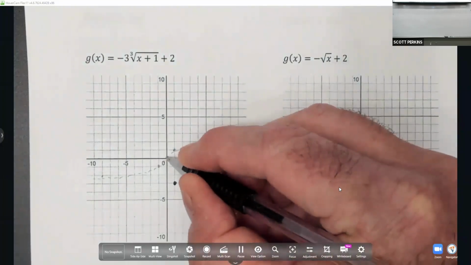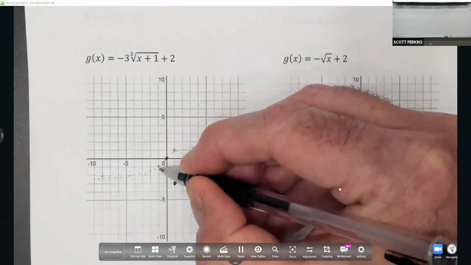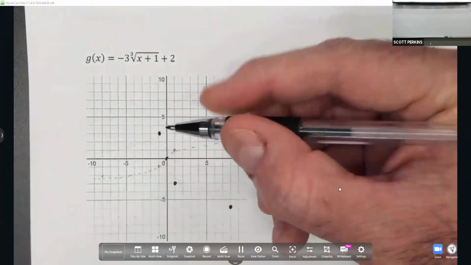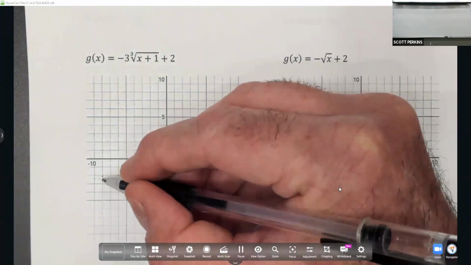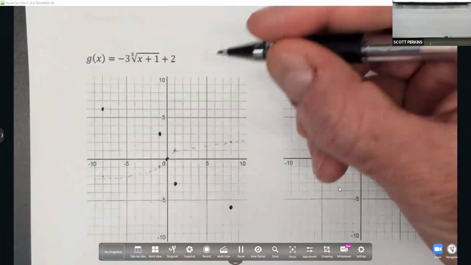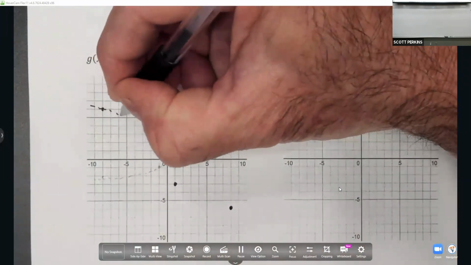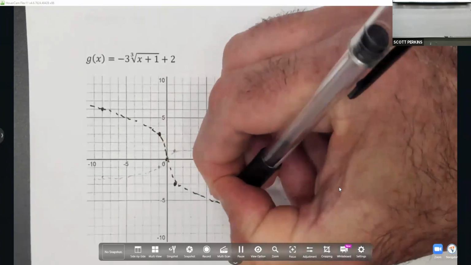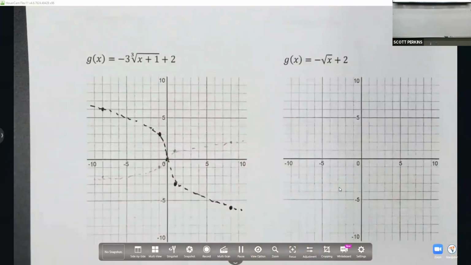0 stays 0. This y value is -1. When I multiply it by -3, it becomes +3. And then finally, this is -2, and so it becomes +6, which is right here. So I'm going to do this nice dotted graph. So again, it's an intermediate step.